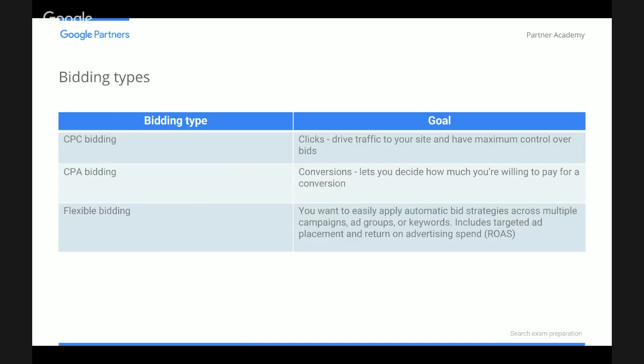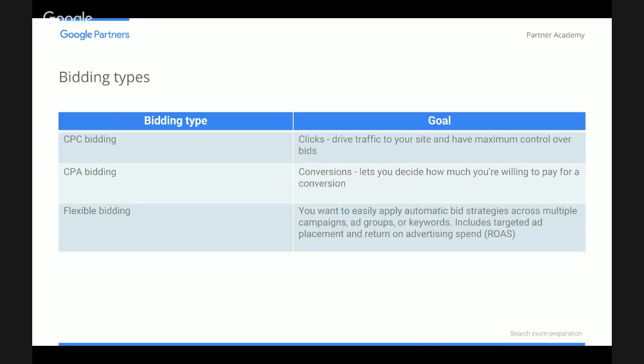Next up are your bidding types. Now there are 3 bidding types in Google AdWords. One is CPC bidding, which is cost per click. Basically, you only pay when people click on a Google AdWords ad. Then is CPA bidding, or cost per acquisition, basically meaning that you will only end up paying based on when you've gotten a conversion. Finally, we have flexible bidding.